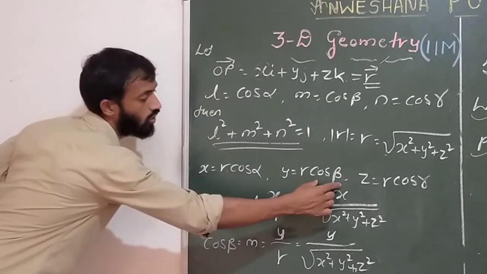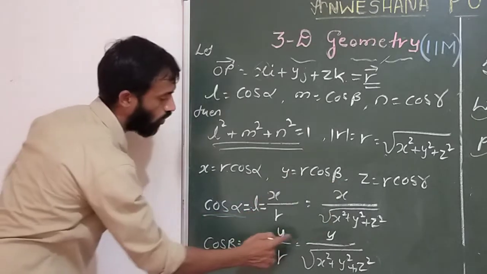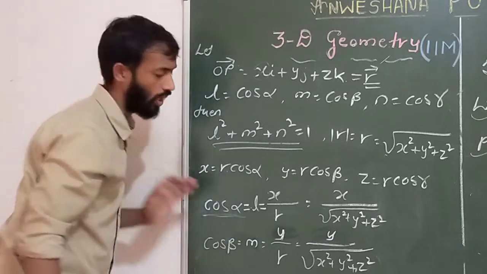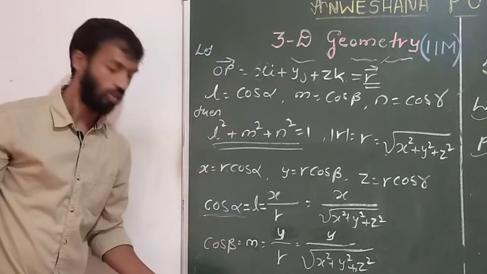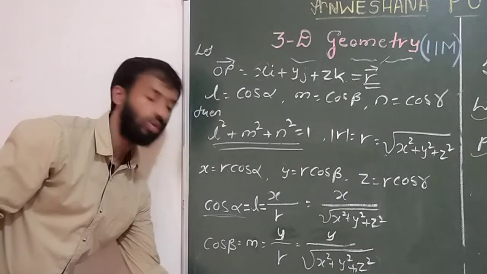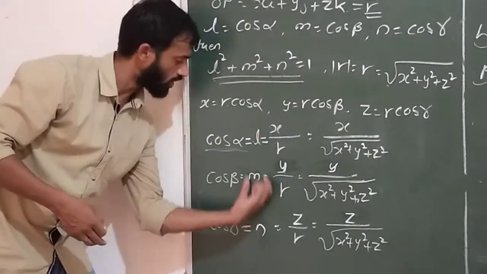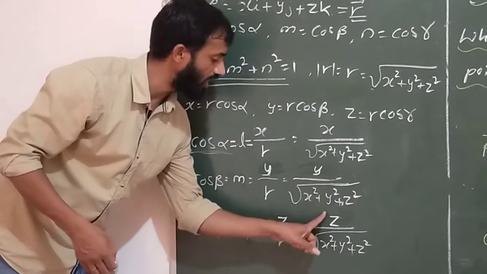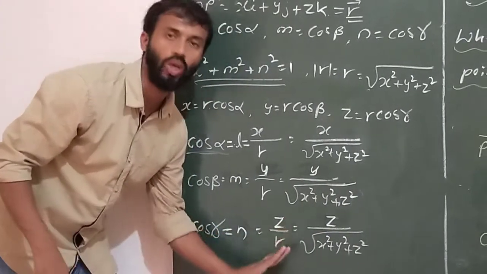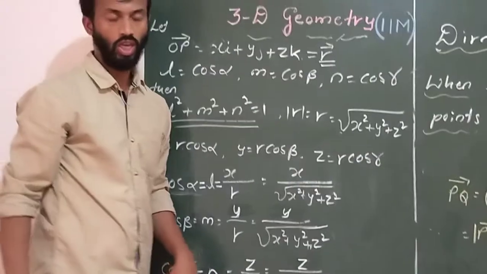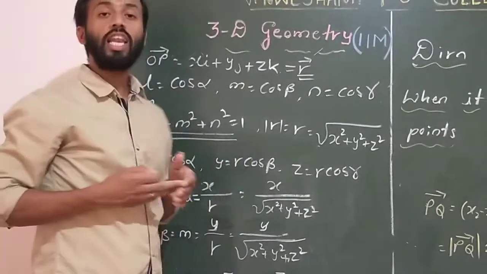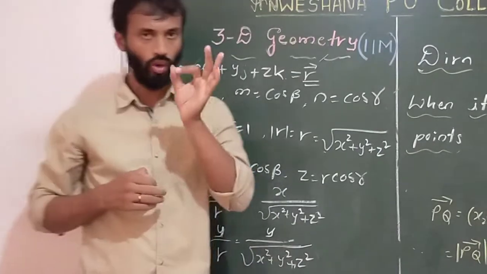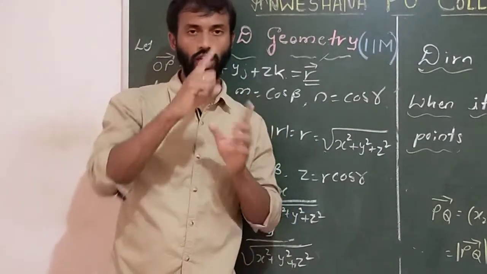Similarly, cos beta is equal to y by r. R is nothing but the magnitude of r, that is, root of x square plus y square plus z square. Okay, so cos gamma, this is a representation of n, is nothing but z by r, that is z divided by root of x square plus y square plus z square. So this is a relationship between the direction cosines and ratios when they are given the vector OP, I mean one origin and one point, the direction line of that OP.